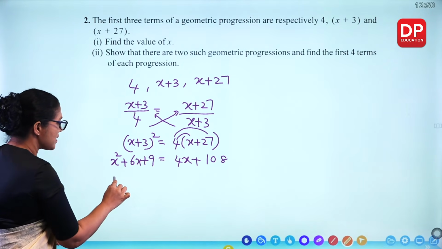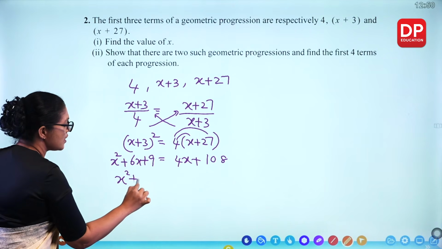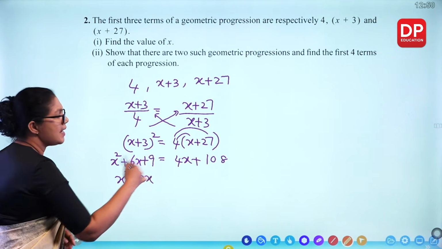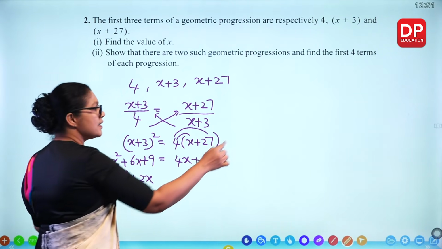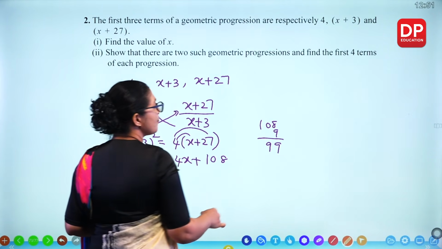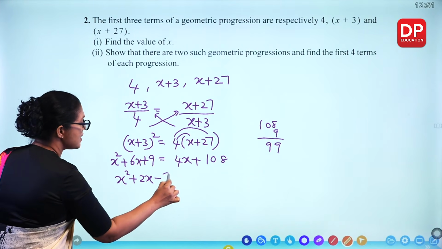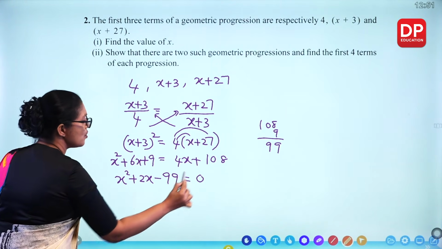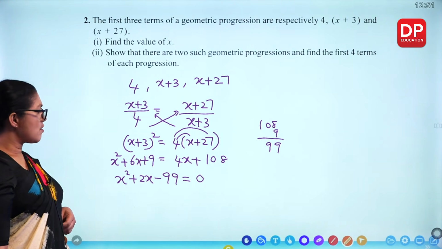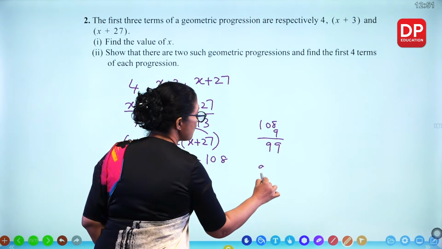Take all terms to one side: x², 6x and 4x, you get 10x. 9 minus 108, that's minus 99. So x² + 10x − 99 is equal to 0. Factors of 99 to get plus 10. We'll see what the factors are.